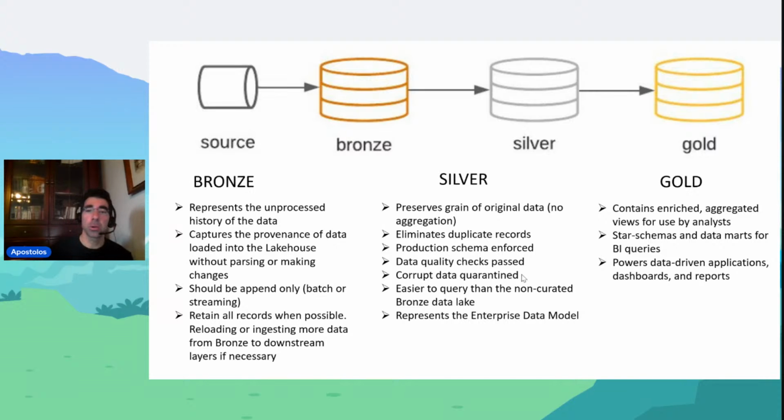Now, on the silver layer, we try to preserve the grain of the original data without performing any aggregations. We try to eliminate duplicate records. We try to enforce the schema, perform data quality checks, quarantine corrupt data, and this is where we build our enterprise data model. And on the gold layer, as we mentioned, we try to have the enriched aggregated views for the business users, and this is where we have our star schemas and data marts for the BI queries.